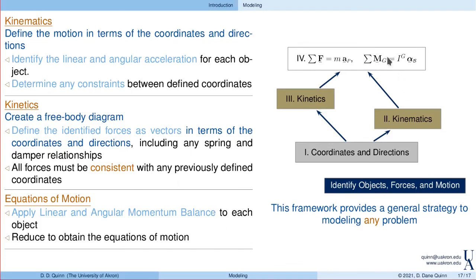If you can get in the habit of doing this, right, you'll be able to solve all of the problems. And you'll be able to model any problem that you see in this class, or more importantly, any class that you see after this.